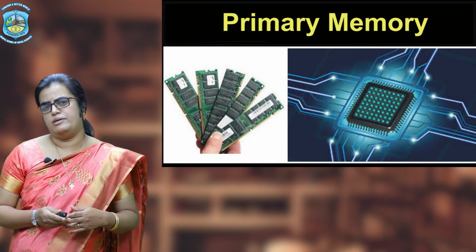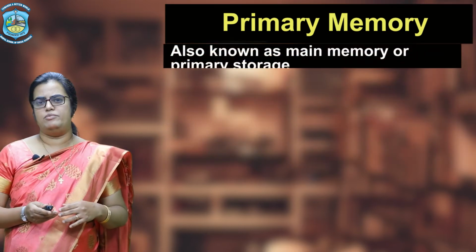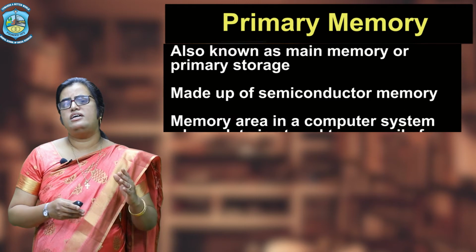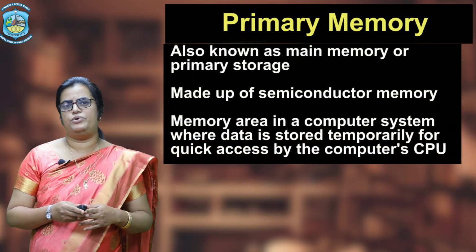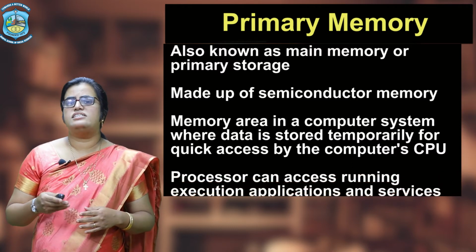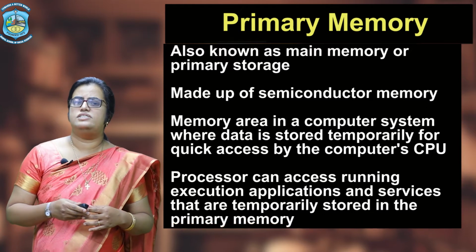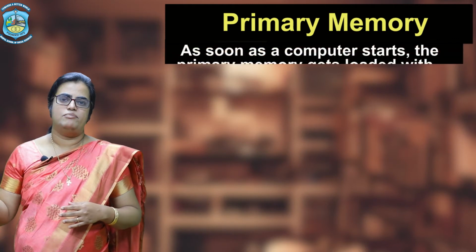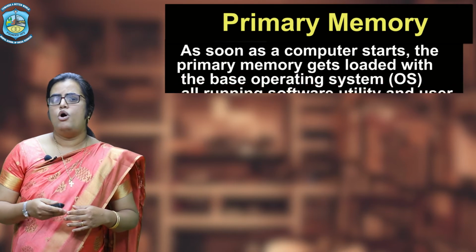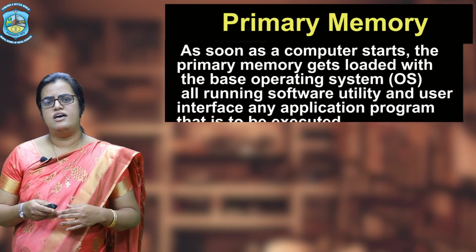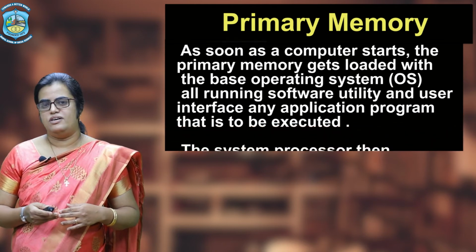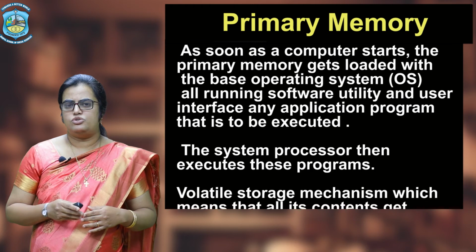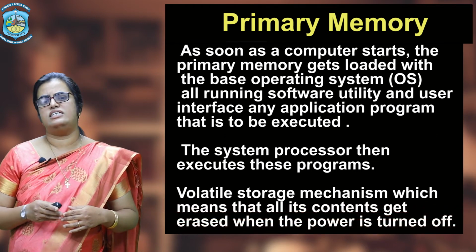Have a look at what is the primary memory. It is also known as the main memory or primary storage. It is made up of semiconductor memory. The memory area in a computer system where data is stored temporarily for quick access by the computer's CPU is the primary memory. The processor can access running execution applications and services that are temporarily stored in the primary memory. As soon as the computer starts, the primary memory gets loaded with the base operating system, all running software utility and user interface, and any application program that is to be executed. The system processor then executes these programs. The primary memory is a volatile storage, which means that all its contents get erased when the power is turned off.